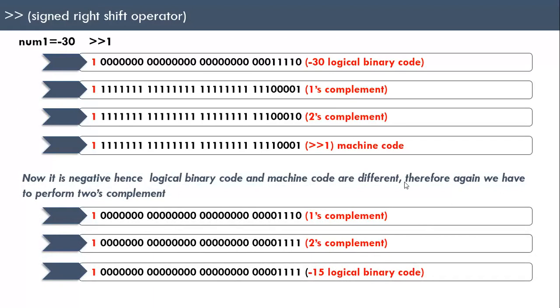So in order to find out the exact decimal value of that machine code, again we have to perform two's complement, because for negative numbers, as I have already discussed, machine code as well as logical code are different. So in order to sort this out, we have to perform two's complement on that, and then we'll get the answer. If we are performing the right shift operator on -30, then we'll get the answer -15 if we are shifting just one bit place.